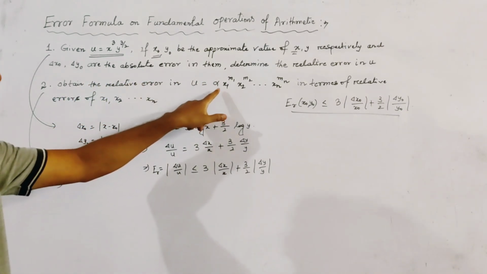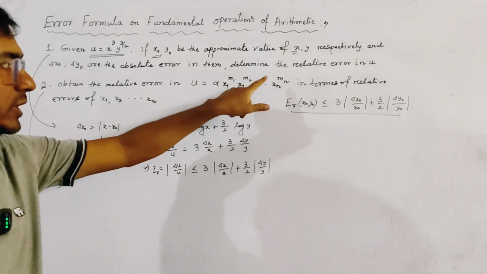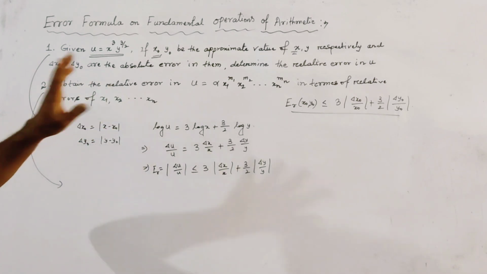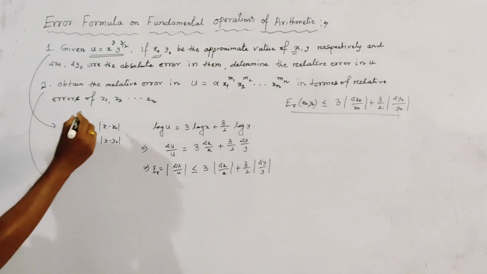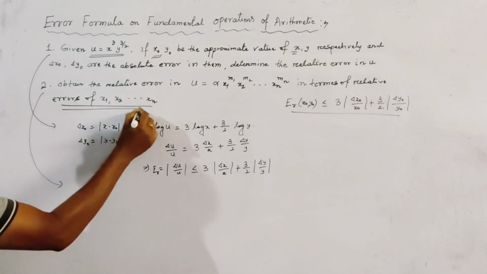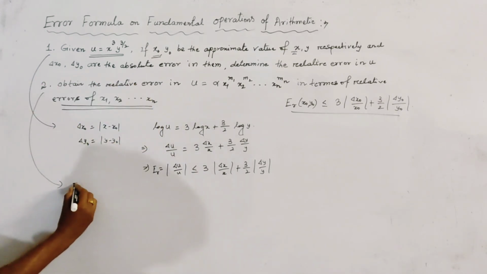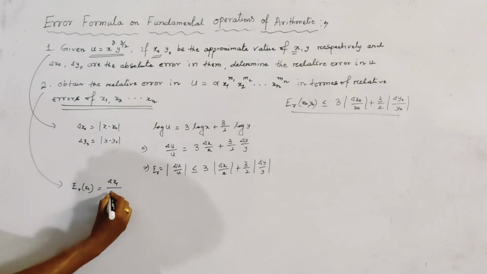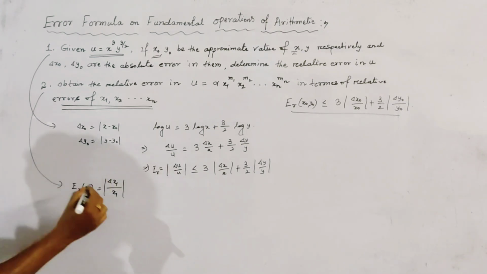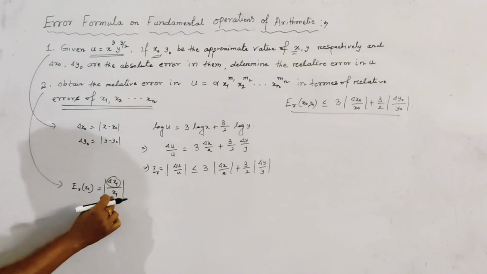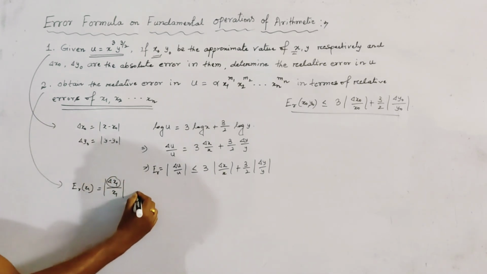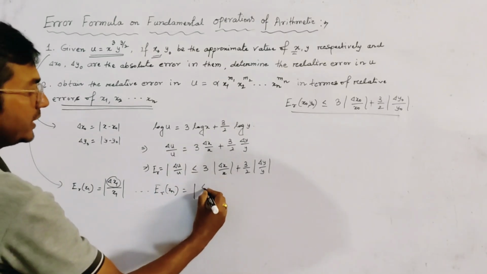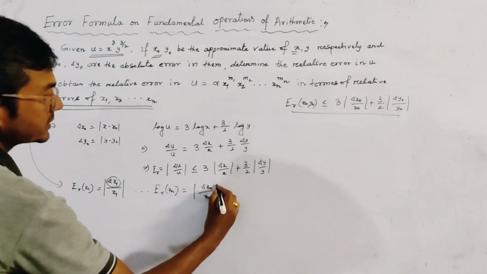u is given by alpha x1^m1 x2^m2 ... xn^mn, in terms of the relative errors of x1, x2, ..., xn. Now we first let the relative error of x1 be Er x1, which means delta x1 by x1, where delta x1 is the absolute error of x1 and x1 is the true value. Similarly, we write Er xn = delta xn by xn.